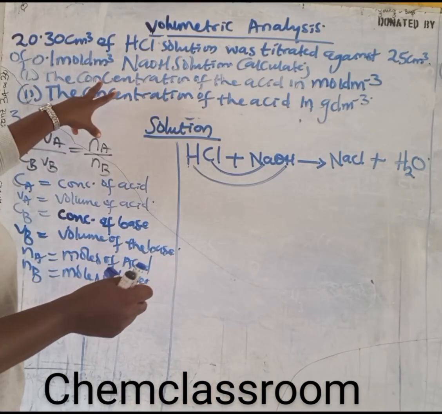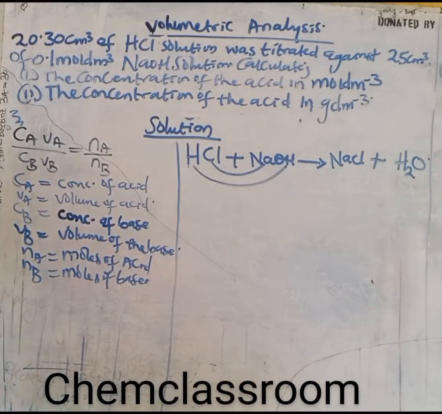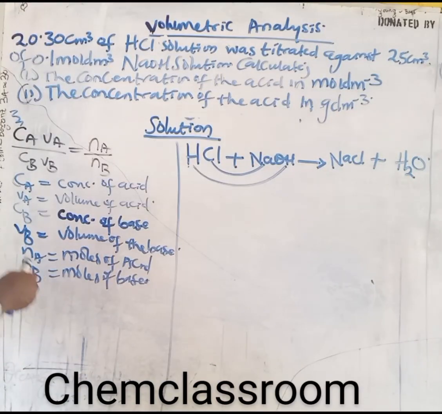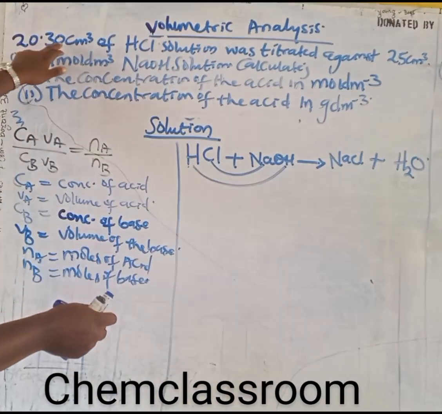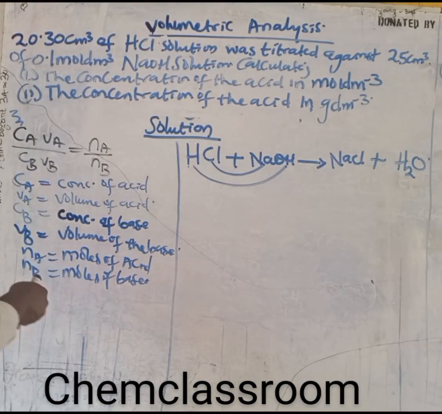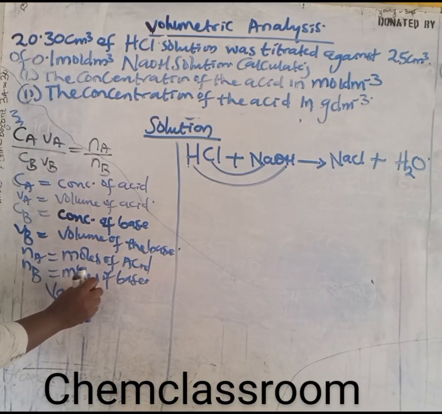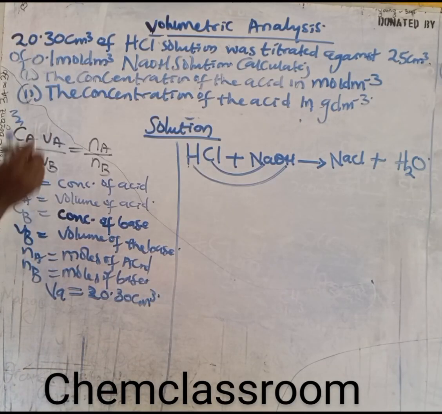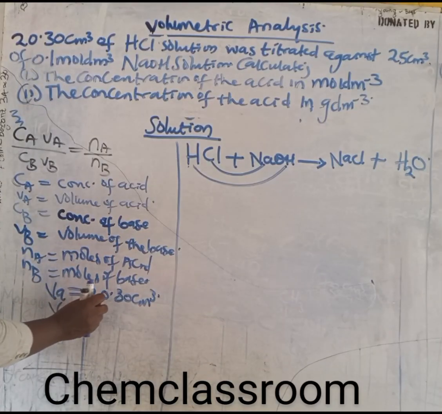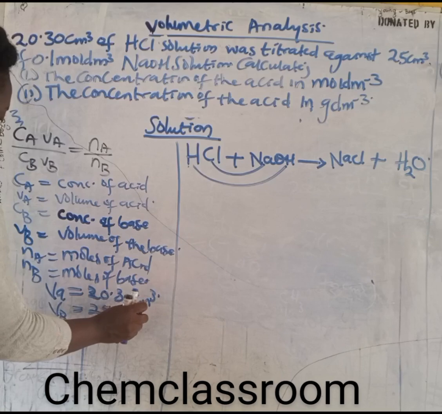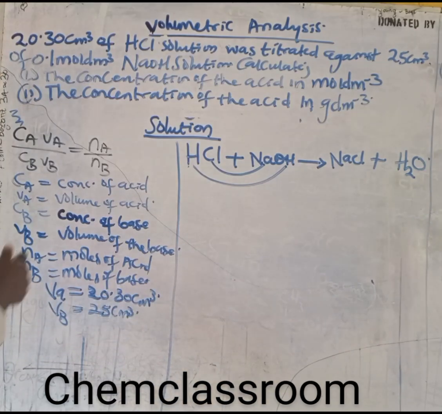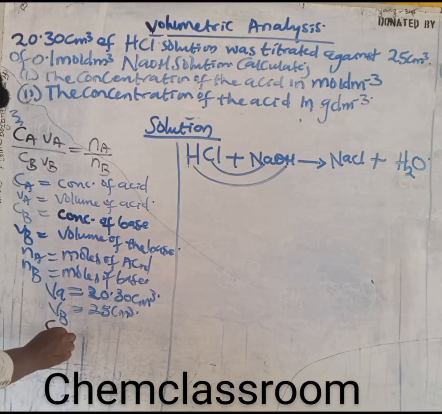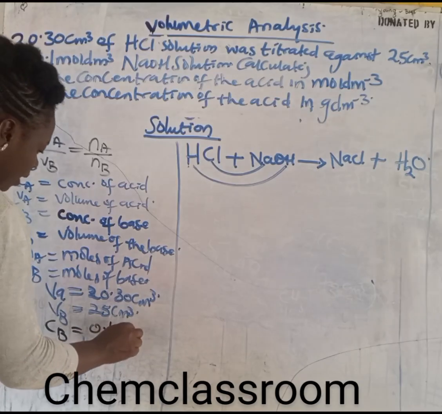The first thing they said we should look for is the concentration of the acid in mole per dm cube. So CA is what we are looking for. Let me write out what I have on the board. 20.30 cm cube of the HCl, so that means my VA is 20.3 cm cube. My VB is 25 cm cube. Just follow me gently. CB was given in the question, and my CB is 0.1 mole per dm cube.